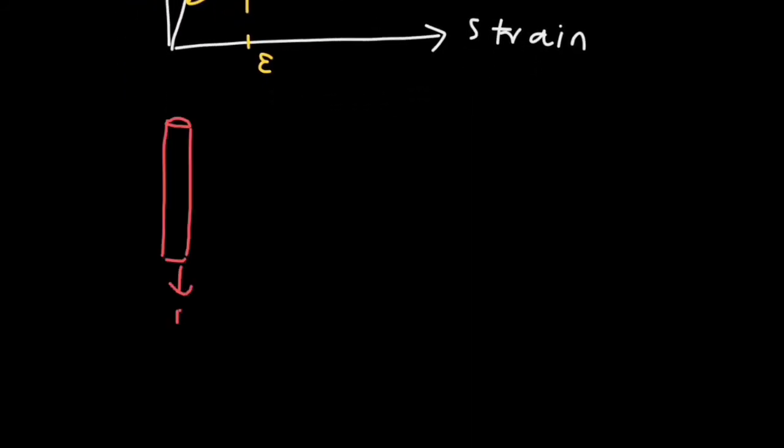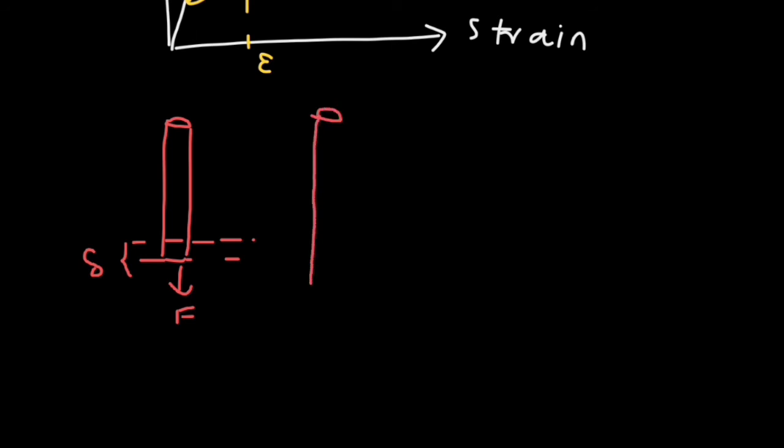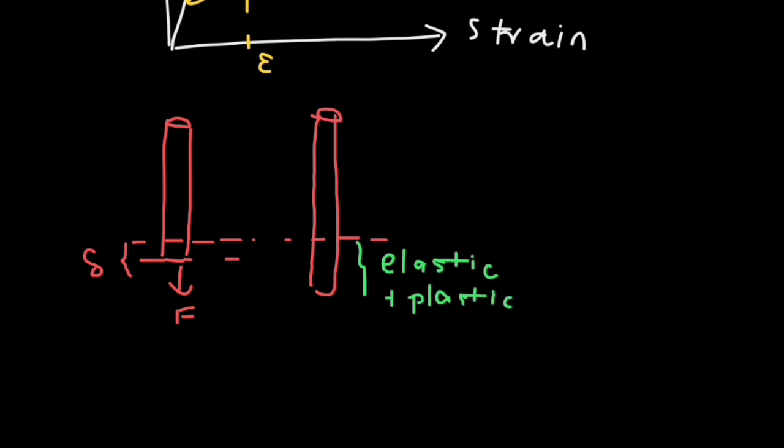Let's say you apply a force F, and an extension of delta is observable. Now, if you apply stress beyond this, there is an elastic and a plastic deformation. Once the applied force is removed, it should have returned back to this length, but instead, a permanent deformation is observable.